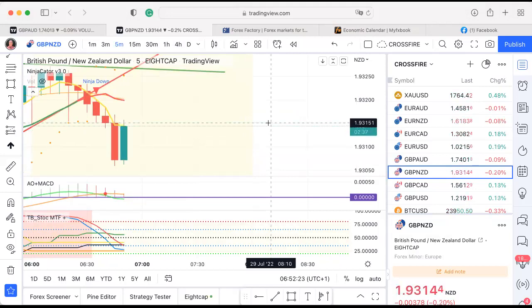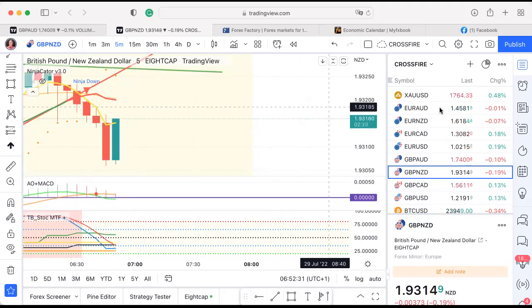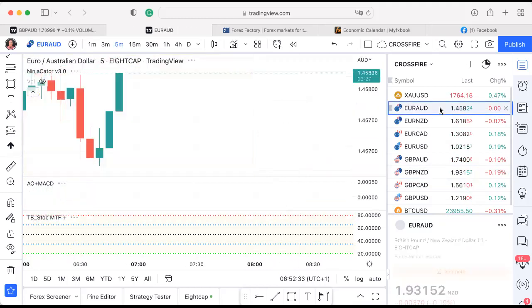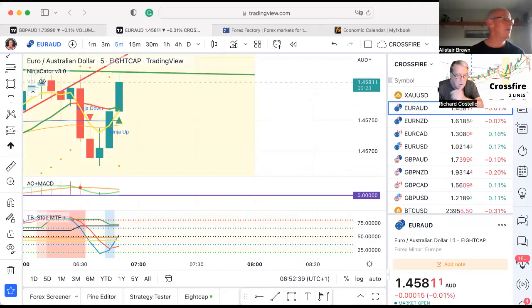As I mentioned before, I think it was Chris Shannon said he's found that 7 o'clock is the time when you get the big moves. We got a ninja up on the euro Australian dollar, and it's starting to push through the green line.